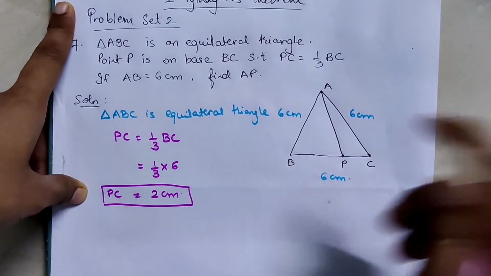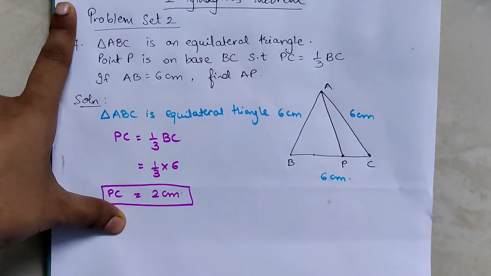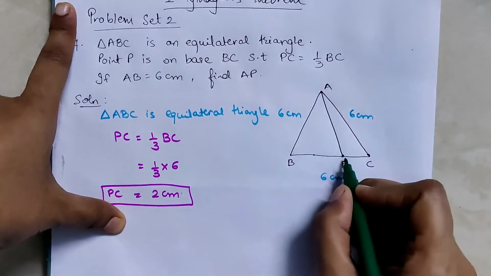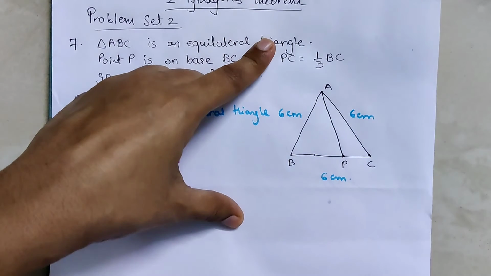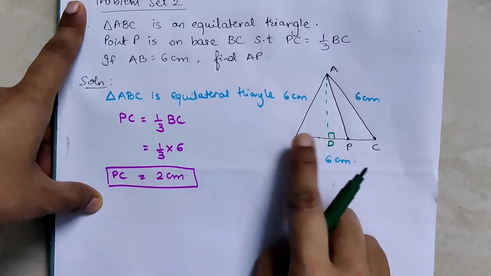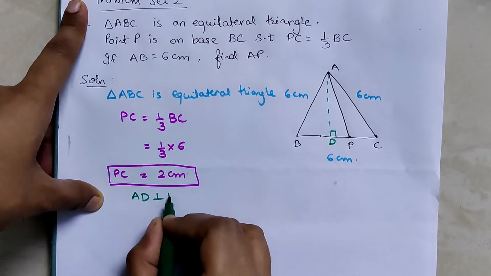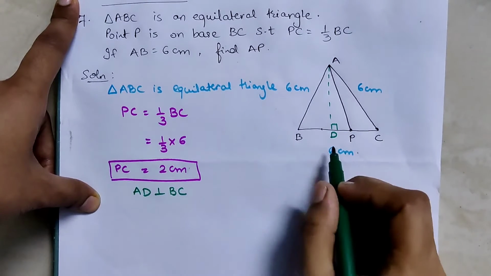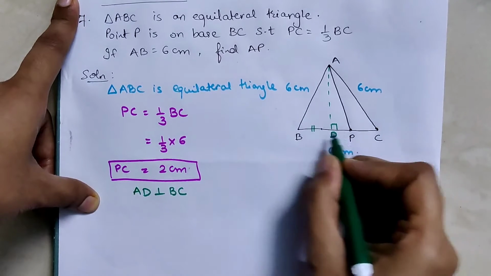Okay. Since we have to find AP, what we have to do? We are going to draw one perpendicular from the vertex A on the side BC, so that we will use Pythagoras theorem and finally we will get the answer. So let us draw the perpendicular over here. Now, since we have drawn perpendicular AD on side BC, AD is perpendicular to BC. Okay, it means that BD and DC are bisected.